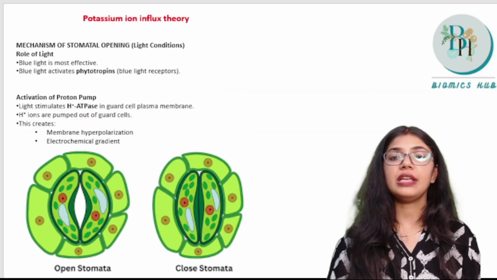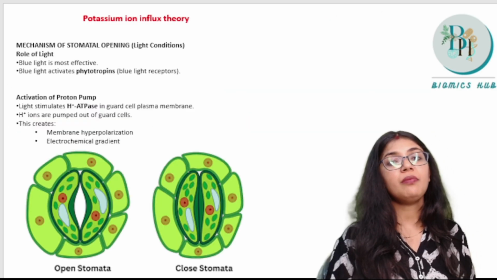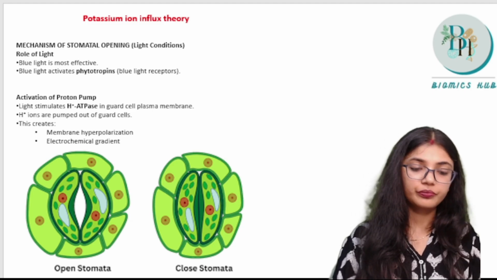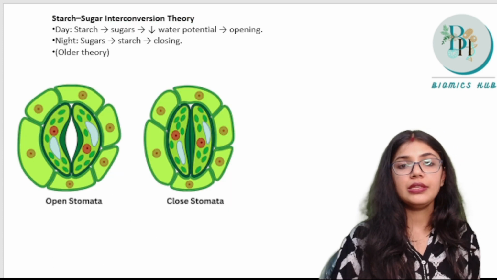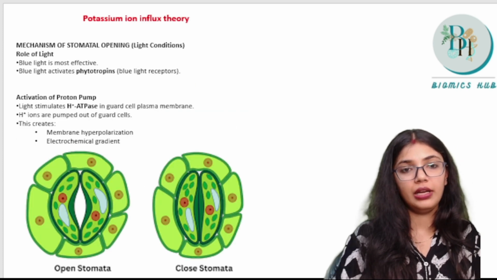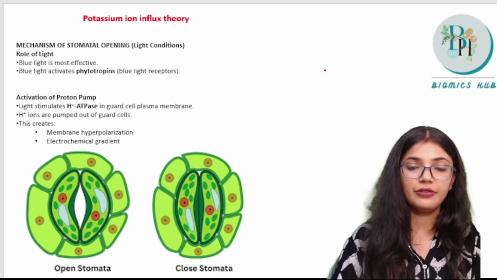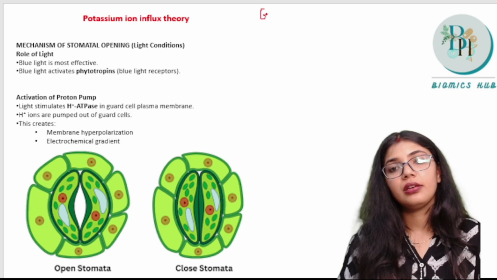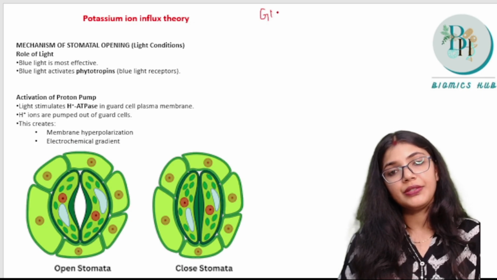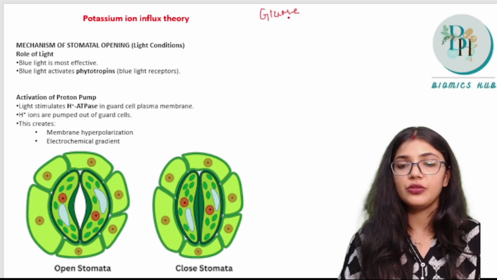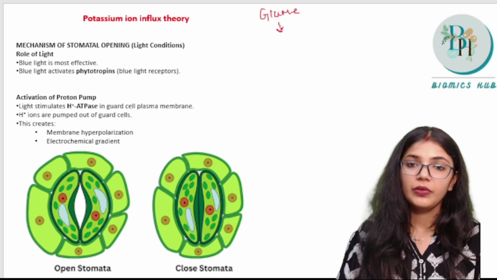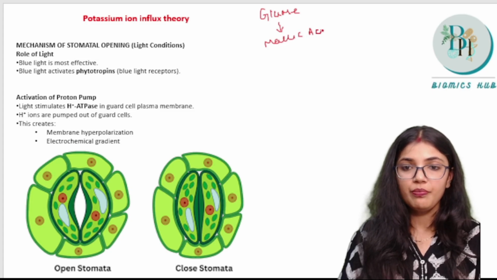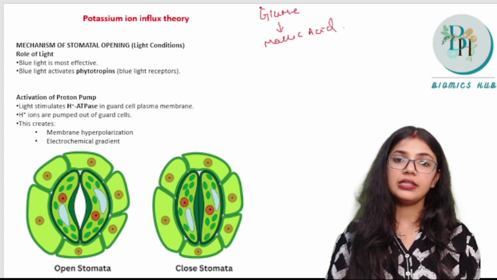Okay, now next we will discuss the potassium ion influx theory. So how this is being regulated. So what happens in case of dark and light conditions? We will see first. So here the guard cell which is present is helping in the day condition. Due to presence of light, glucose will be synthesized due to photosynthesis, and this glucose will be converted into malic acid, and this is in the guard cell.